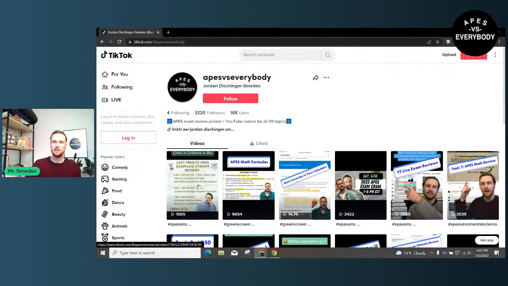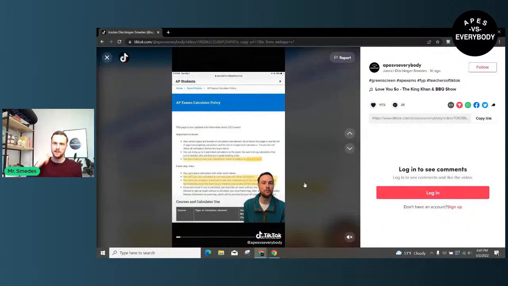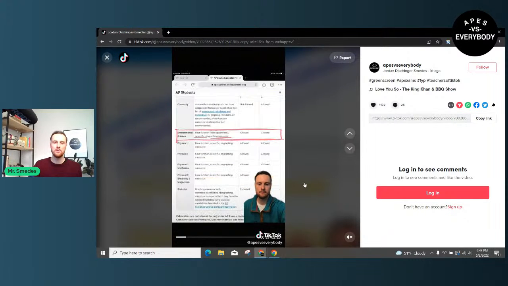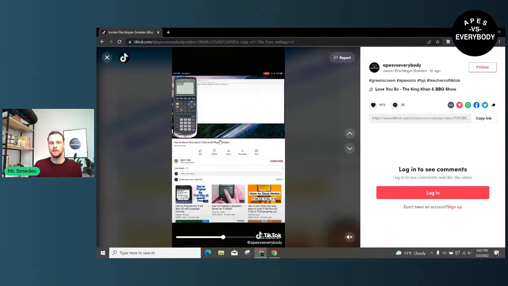So if you go to TikTok, Apes versus Everybody, same as the YouTube channel, same as the poster in the background and the branding here, you can see how to store formulas in your calculator. I don't want to echo blast you guys with bad audio, but if you watch this video, it's going to walk you through exactly how you can store formulas in your calculator so you don't have to memorize them. I know memorizing formulas can be just one extra thing to remember. There's a tutorial on YouTube of how you can store these formulas.